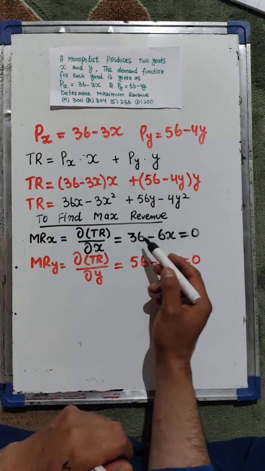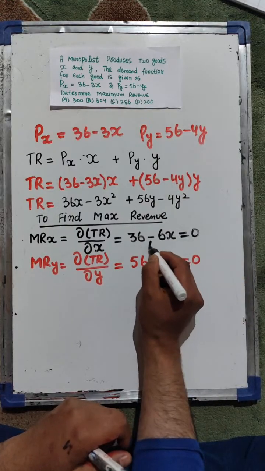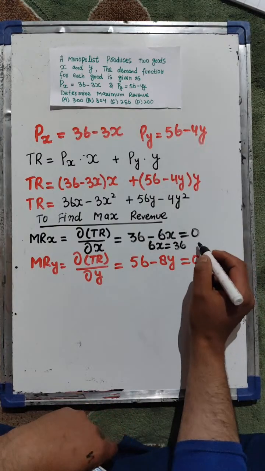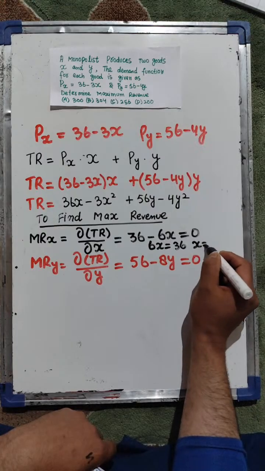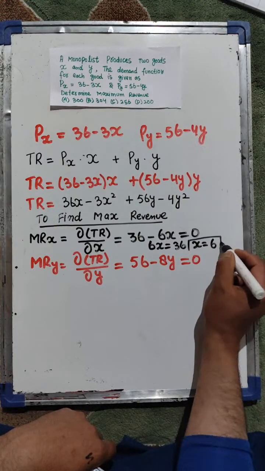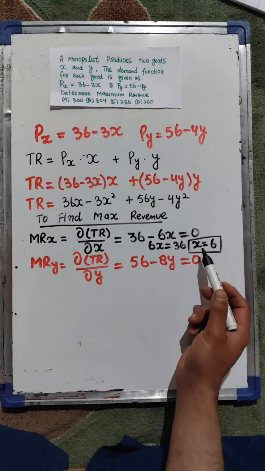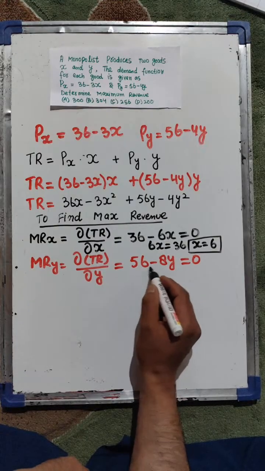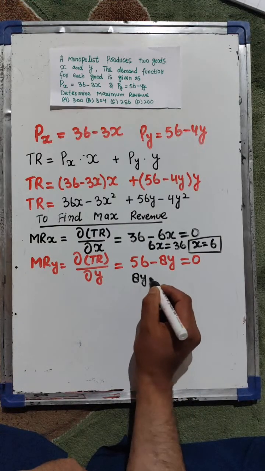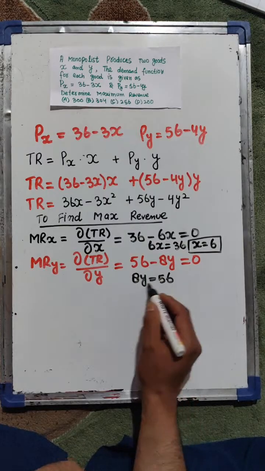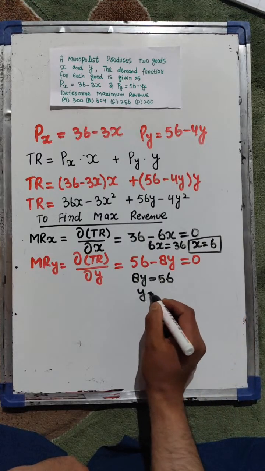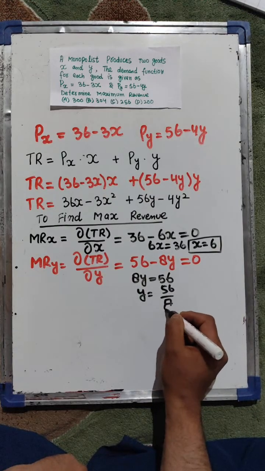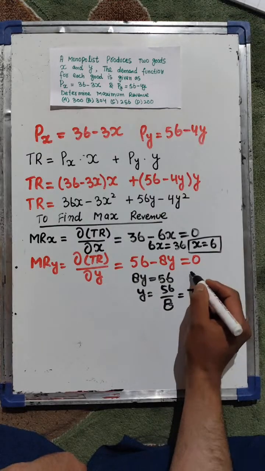So if this is equal to 0, that means 6x is equal to 36, which means dividing both sides by 6, we get x will be equal to 6. So monopolist will choose 6 units of good x. Likewise here we set this equal to 0, so 8y is equal to 56, which implies dividing both sides by 8, y will be equal to 56 divided by 8, which is equal to 7. So y is equal to 7.